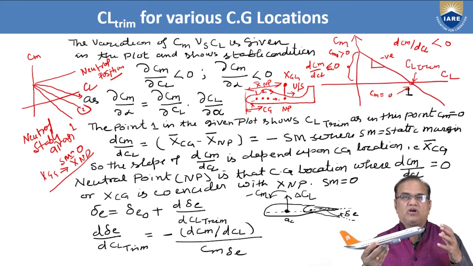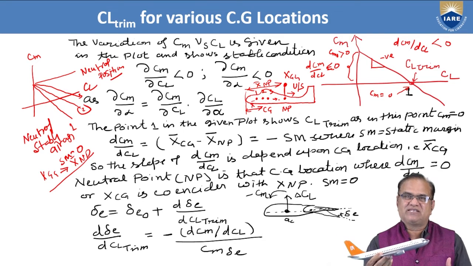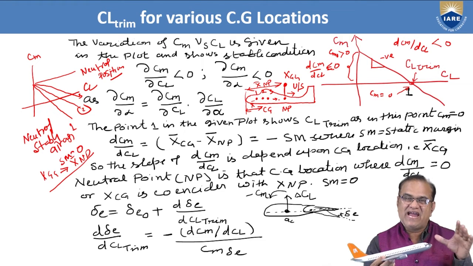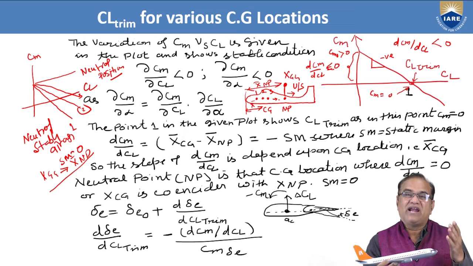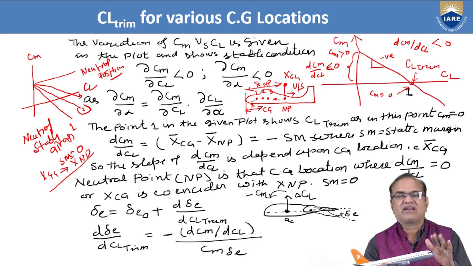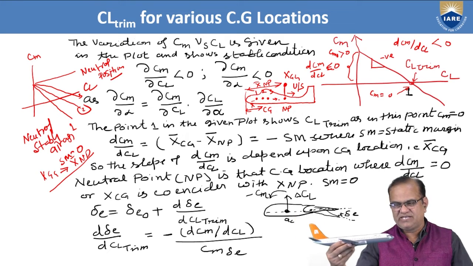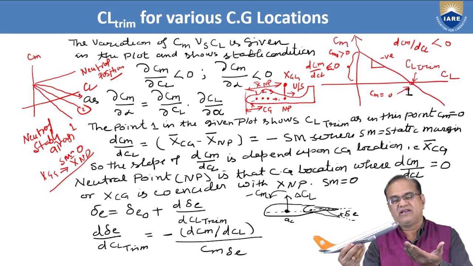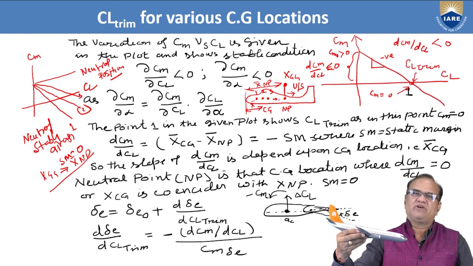So, to have a properly stable aircraft, we should ensure that the CG of the aircraft is always ahead of the neutral point of the aircraft. If it goes a little behind, the aircraft will be unstable. Unstable means if it is disturbed like this, it keeps going like this, away from equilibrium. And stable means if it is disturbed, it tries to come back to its equilibrium position.